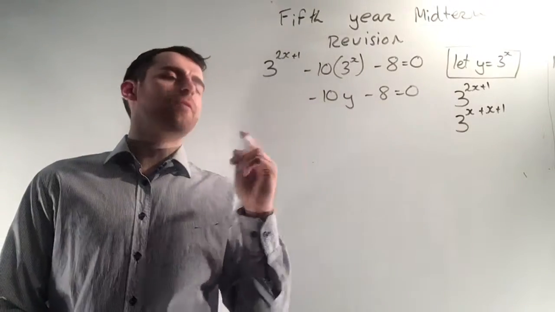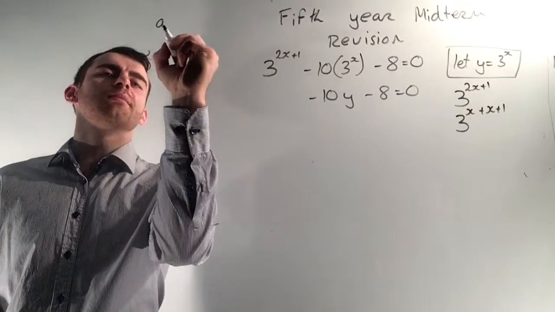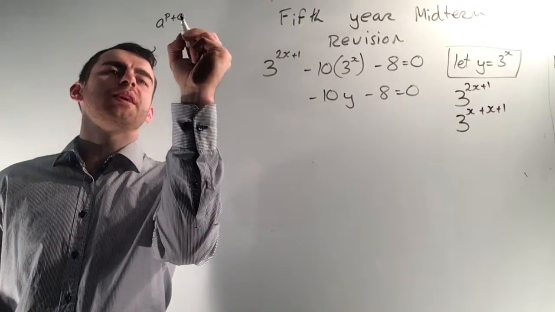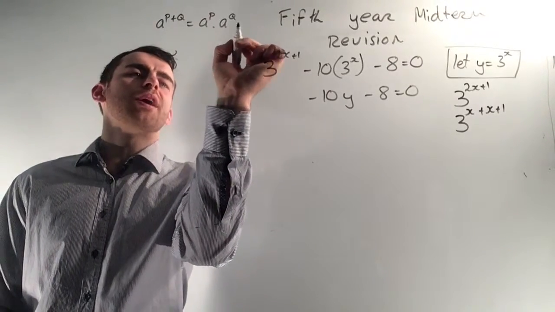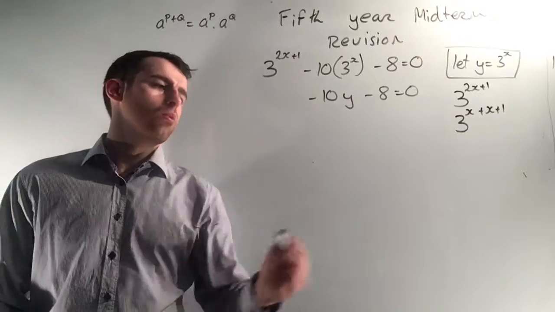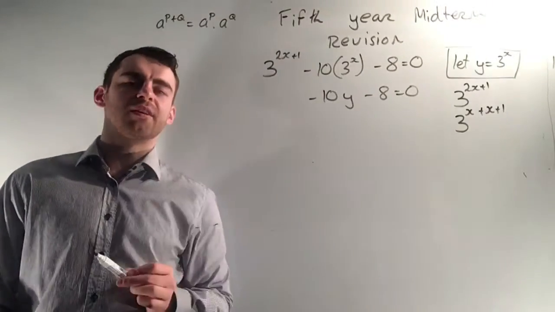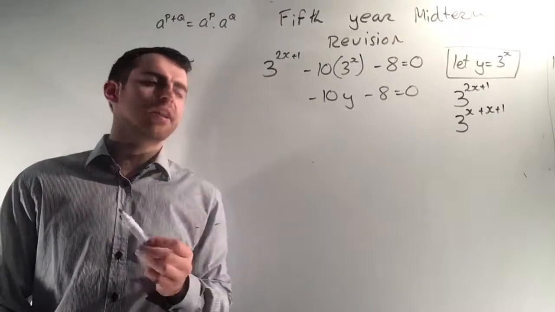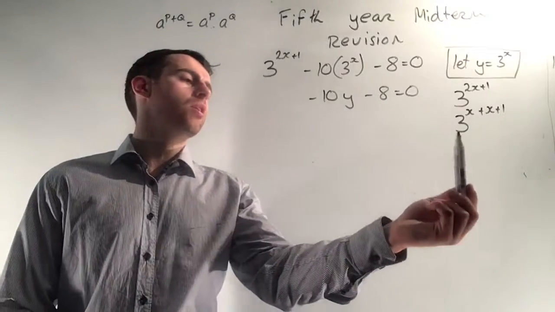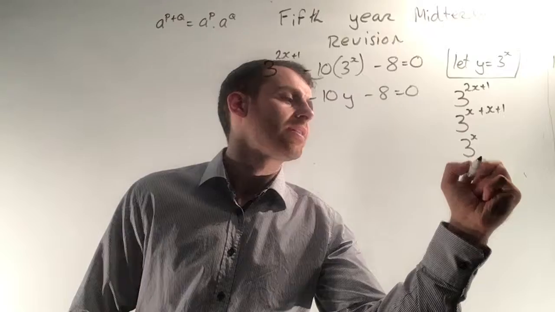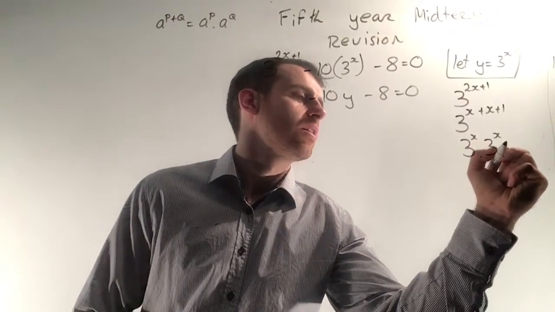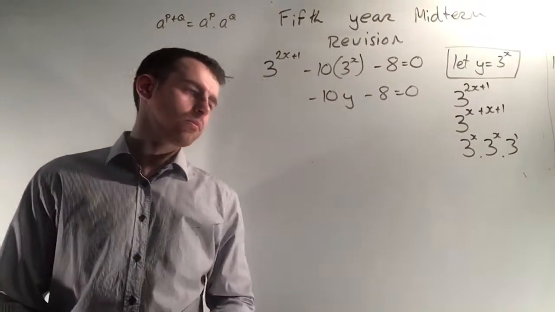Okay? Now the first rule of powers in your log tables is that a to the power of p plus q is equal to a to the power of p multiplied by a to the power of q. What I have over here is the left-hand side of this rule, and I want to move over to the right-hand side. Based on this rule, 3 to the power of x plus 1 is the same as 3 to the power of x times 3 to the power of 1.